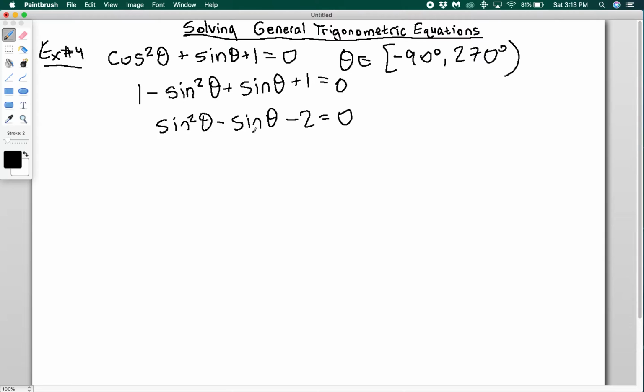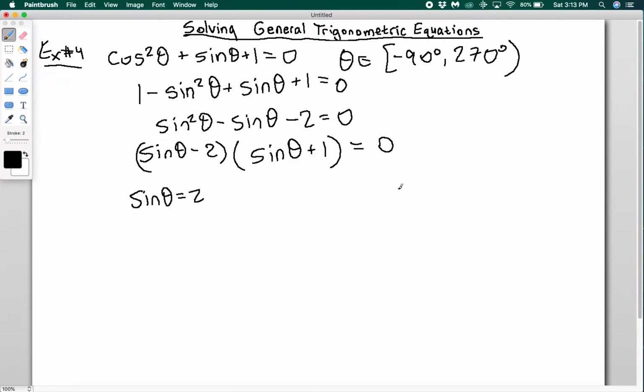And we can actually factor this. It's a quadratic equation, right? It's like a trigonometric quadratic equation. So I'm going to factor this and write it as sine theta minus 2 times sine theta plus 1, and then that's equal to 0. So now I can use the zero product property and say that either sine theta equals 2 or sine theta equals negative 1.